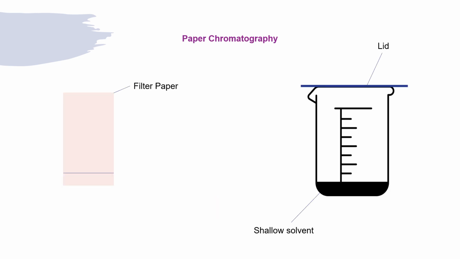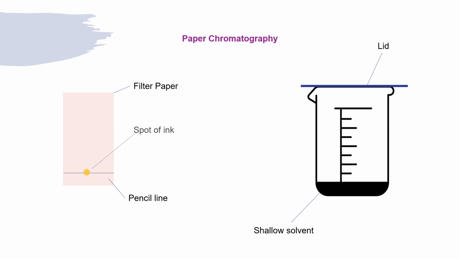One method of separating substances is through chromatography. You will need to know how to do paper chromatography. Let's have a look at how to do this. 1. Draw a line with pencil near the bottom of a sheet of filter paper. Pencil marks are insoluble, so it won't dissolve in the solvent.